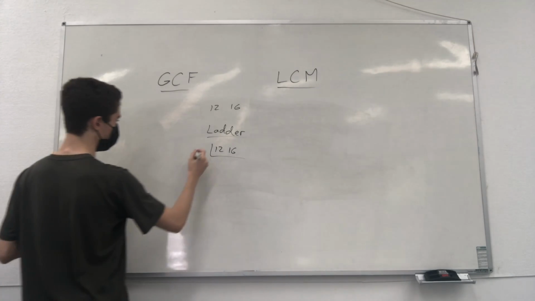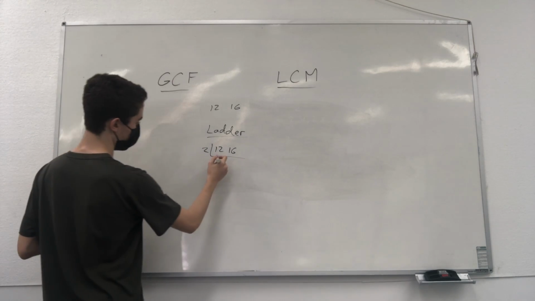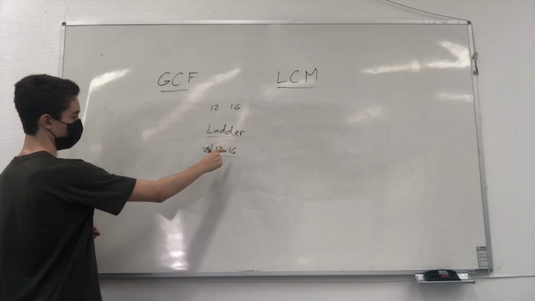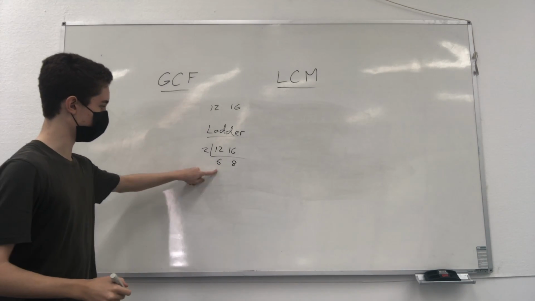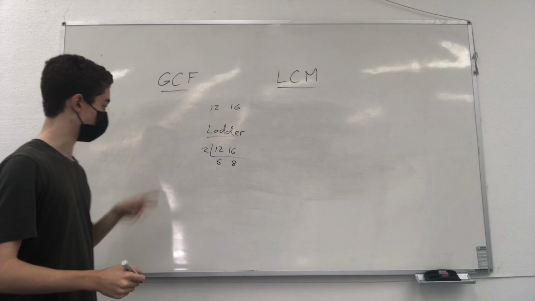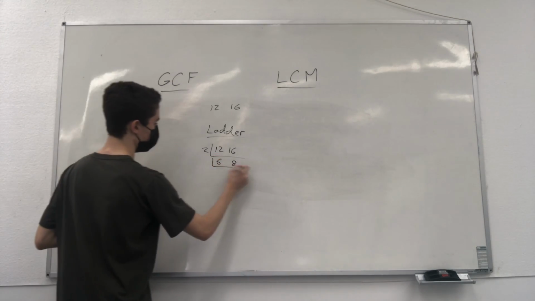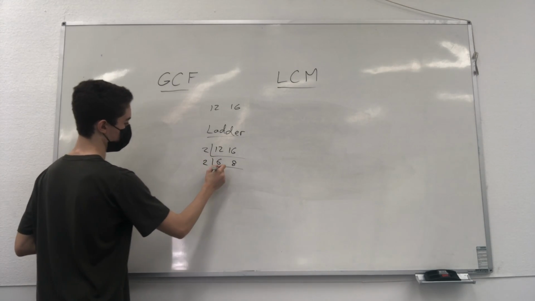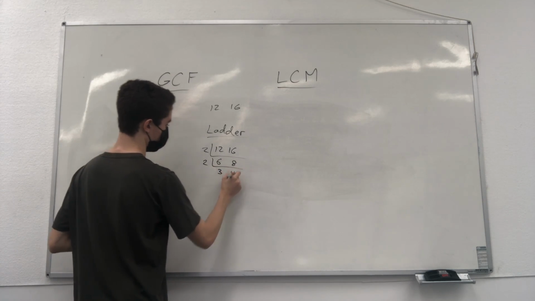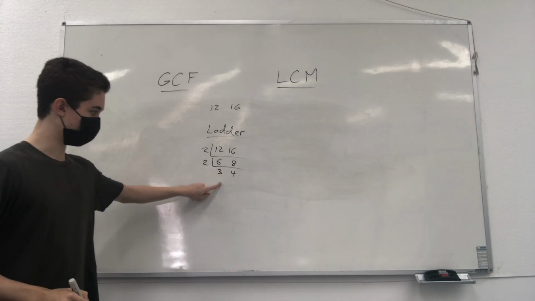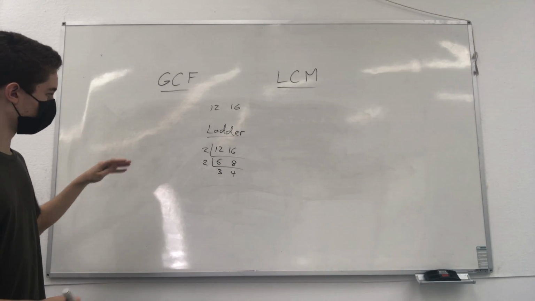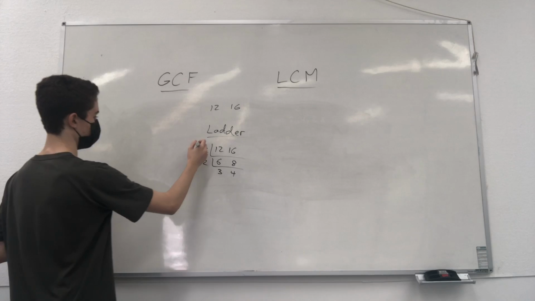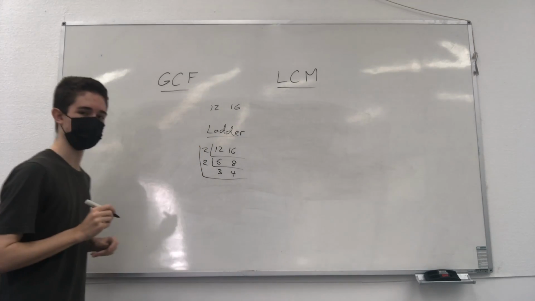You can divide 12 by 2, which would give you 6, and then you write this here. 16 divided by 2 is 8. Alright. And can you divide both of these by the same number? Yes, you can divide both of them by 2. So 6 divided by 2 is 3. 8 divided by 2 is 4. Now can you divide both of these by the same number? No, not anymore. So you stop here, and you can draw this other L for video purposes.